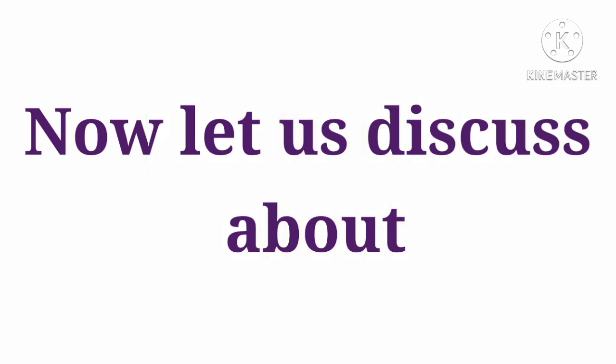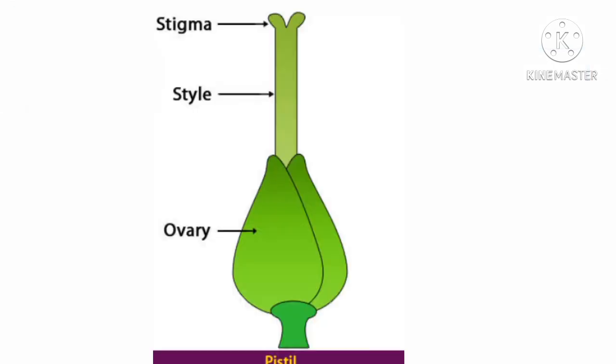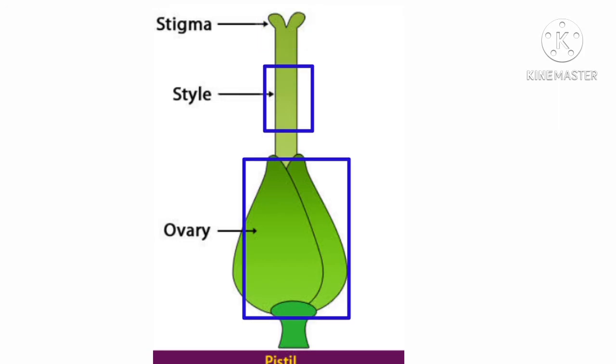Okay, now let us discuss about pistil. Pistil is the innermost part of a flower, and it is the female part of a flower. It has three parts: stigma, style and ovary. This is stigma, this is style and this is ovary.